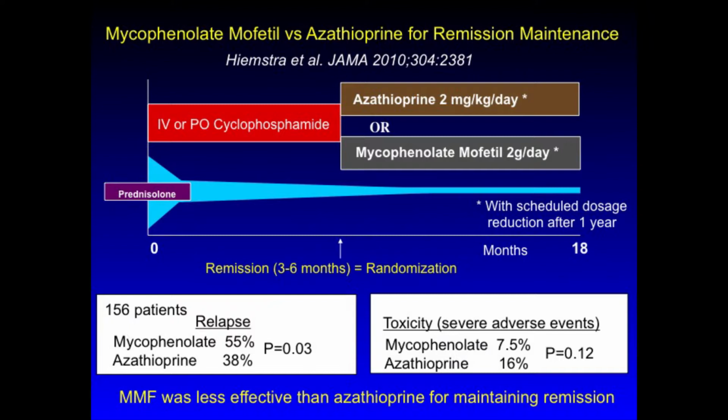So although mycophenolate does remain an option in those patients who cannot take azathioprine or methotrexate or have relapsed through those, again, I would probably put it third on the list if all three of those are available, based on this data experience.